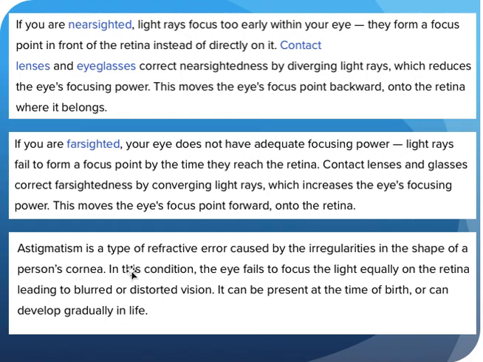Okay, astigmatism is another one where you get these refractive errors, but they're caused by an irregularity in the shape of the person's cornea. What happens here is they just can't focus it properly, so you end up with a blurred or distorted image. So when you go to the eye doctor, now you have some idea of how they're using those corrective lenses to correct your specific problem, right?